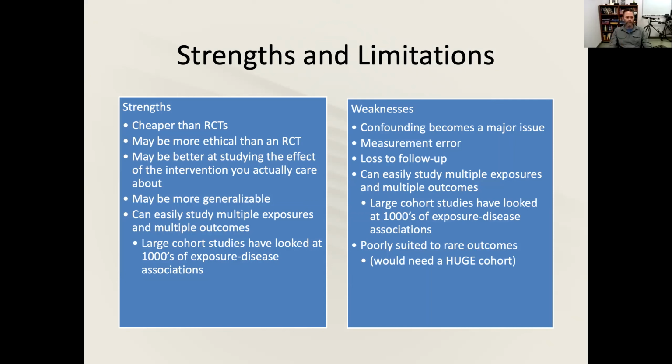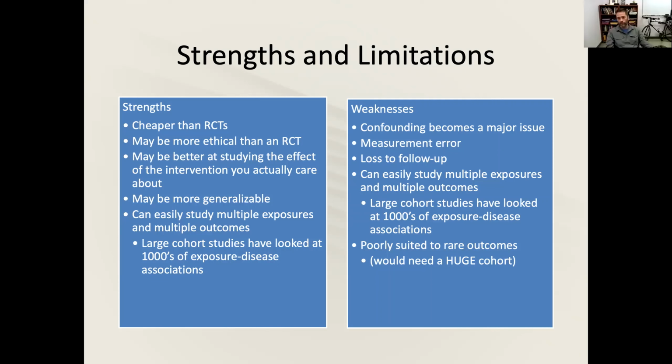Okay, so cohort studies may be the effect of the intervention you actually care about. They may be more generalizable. You can also easily study multiple exposures and multiple outcomes. So I was talking about the ERIC study. They've looked at thousands of different exposure disease associations. Typically with a randomized control trial, because you are focused on one or two main hypotheses, a lot of RCTs really are looking at just 1 or 2 exposure outcome relationships. You won't see an RCT publish 1,000 papers.